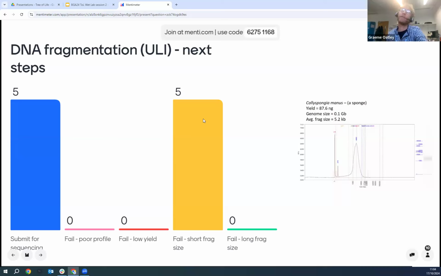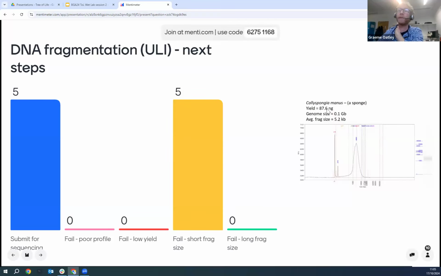Personally, I would fail this for a short fragment size because 5.2 is quite short, even for ultra low input. You can see the mode is sitting at 4.5 KB. So I think when they do size selection during library prep, a lot of this is going to be lost during the library prep stage. But maybe you'll recover enough to get a good library prep.